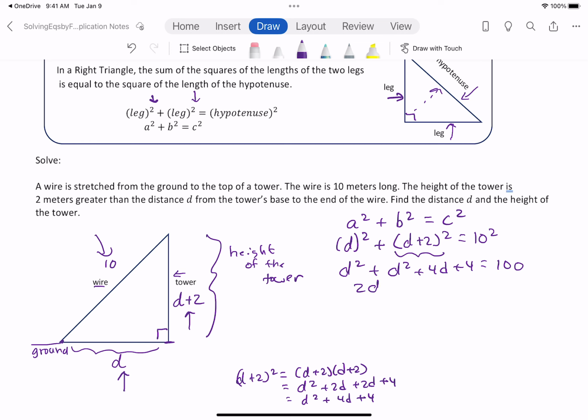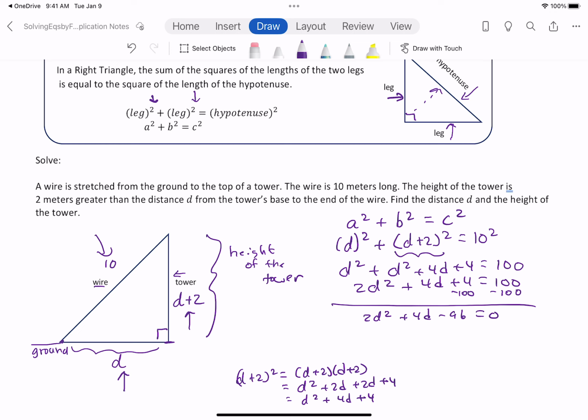So we can say we have 2 like terms here. 2d squared plus 4d plus 4 equals 100. And I bet you can see where this is going. We have a polynomial, and it is not equal to 0. So I need to subtract the 100 over. So that leaves me with 2d squared plus 4d minus 96 equals 0.